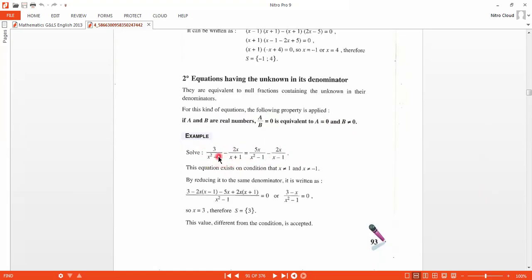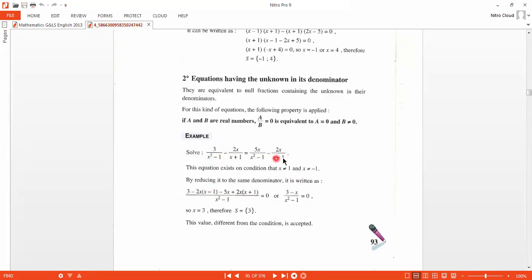Before starting anything, I have to take the condition, which is the denominator different than 0. So x squared minus 1 is already x minus 1 into x plus 1. So I will take x plus 1 different than 0 and x minus 1 different than 0. So I got x different than 1 and x different than minus 1. That means all the real numbers are accepted except 1 and minus 1. Now we solve. How do we solve?